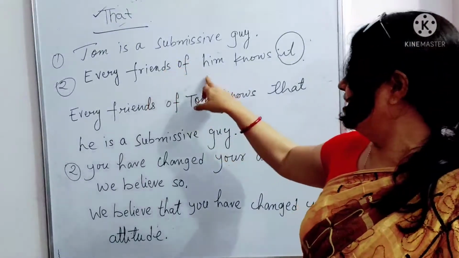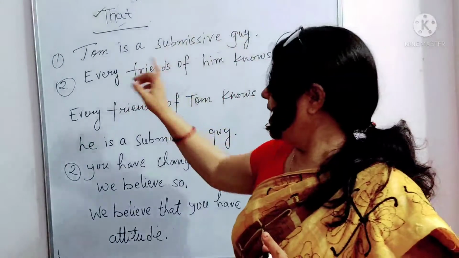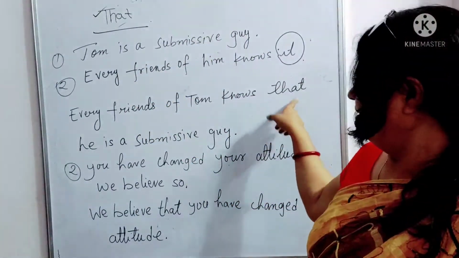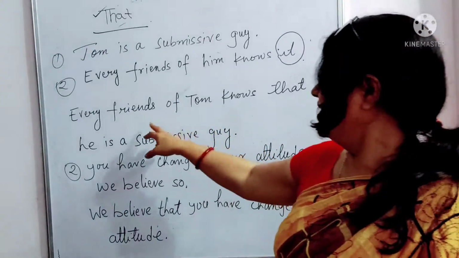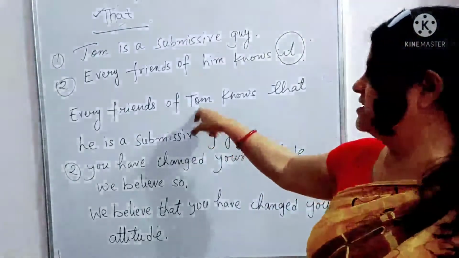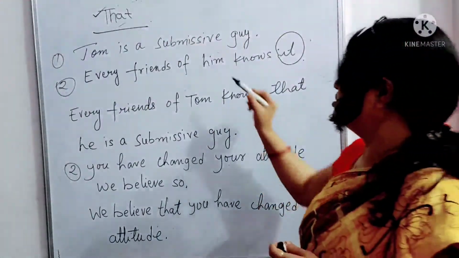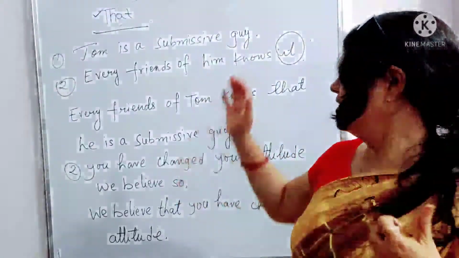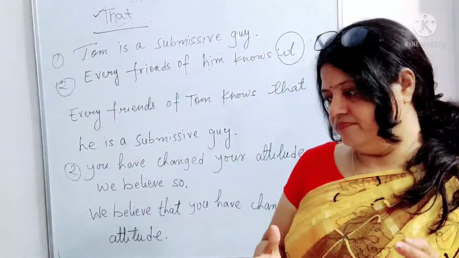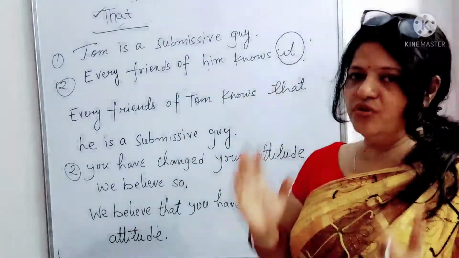So every friends of him knows, this has become our principal clause. Now add that, okay, that he is a submissive guy. Since we have already written Tom in the first sentence, every friends of him, instead of writing him, we'll write Tom, because whenever there's a comparison between noun and pronoun, we choose to write noun.